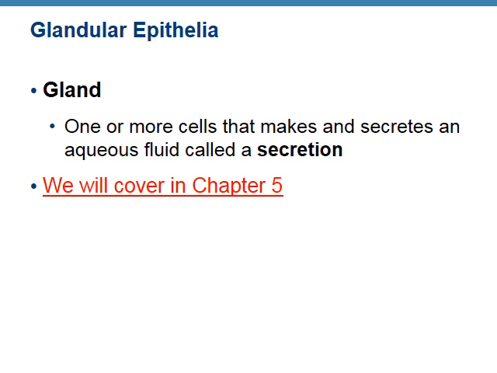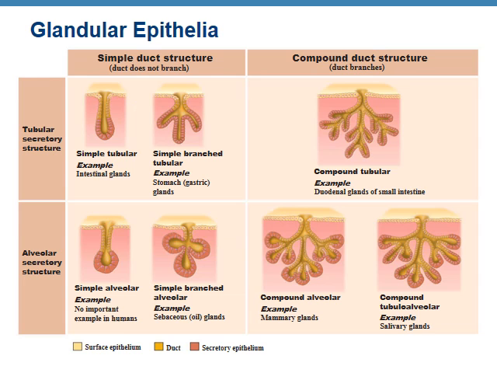I want to mention glandular epithelium before we move on. We're going to talk about glands in much more detail when we get to chapter 5, but I want you to realize that these are made from epithelial cells. So here's the definition of a gland: one or more cells that makes and secretes some sort of fluid, watery, aqueous, and we call that a secretion. So here's a figure from your book. You can see there are simple tubular structures. There's some that are branched. There's some that are compound branched. They have 2 or more extensions off of the branch.